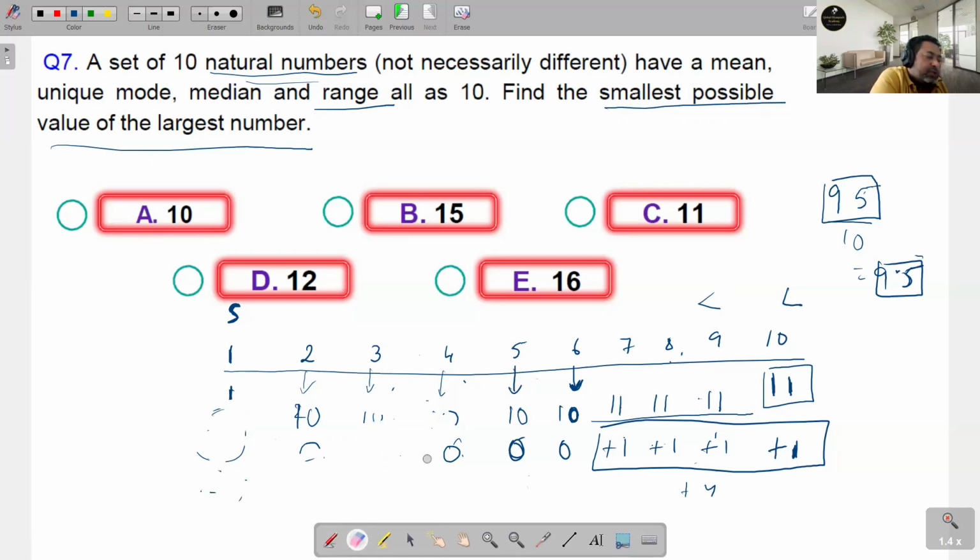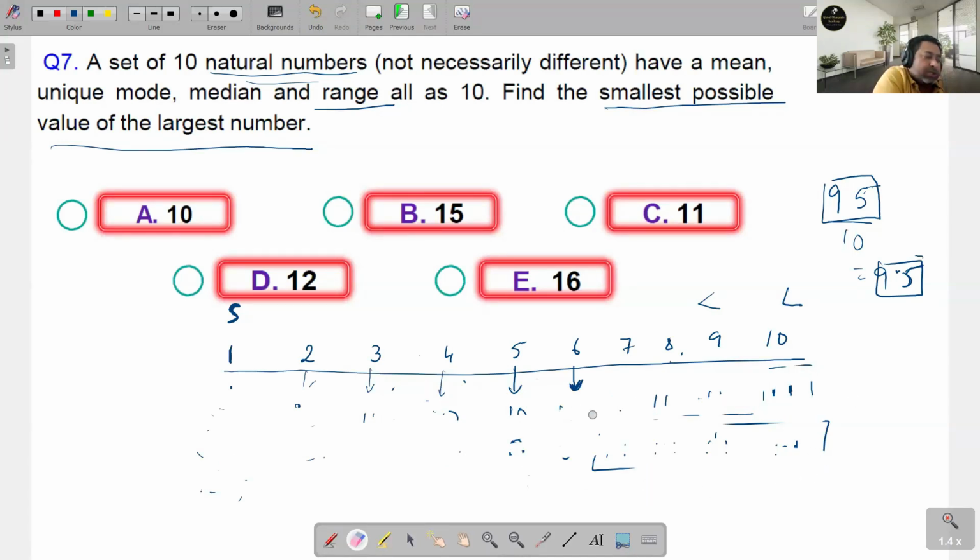So now we'll explore the next one. Maybe we are lucky. Okay, let's see. We'll explore the next possible largest number, which is going to be 12. In that case, the smallest number, give me a second, let me just clear this.